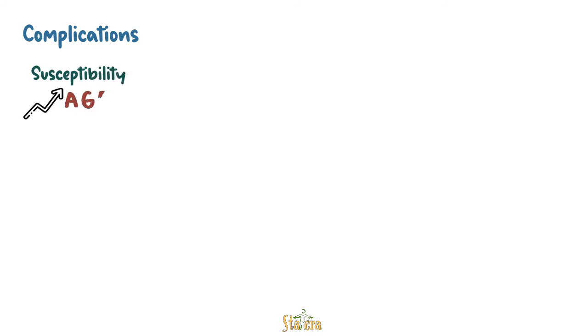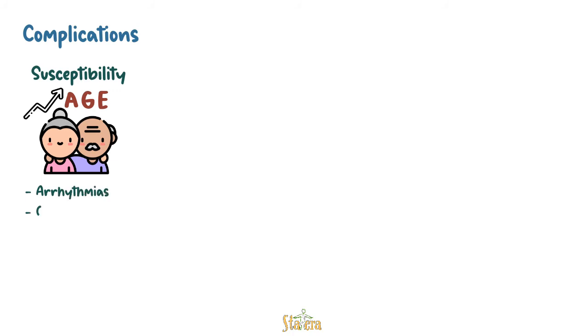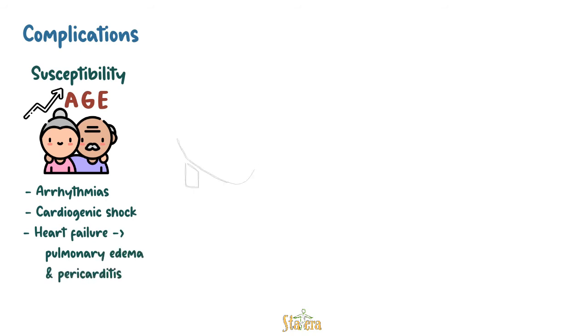Susceptibility increases with age. Elderly patients are more prone to complications and death. The most common complications after an acute MI include arrhythmias or uneven heartbeat, and cardiogenic shock, when the heart cannot pump enough blood and oxygen to the brain, kidneys, and other vital organs. Lastly is heart failure causing pulmonary edema and pericarditis.